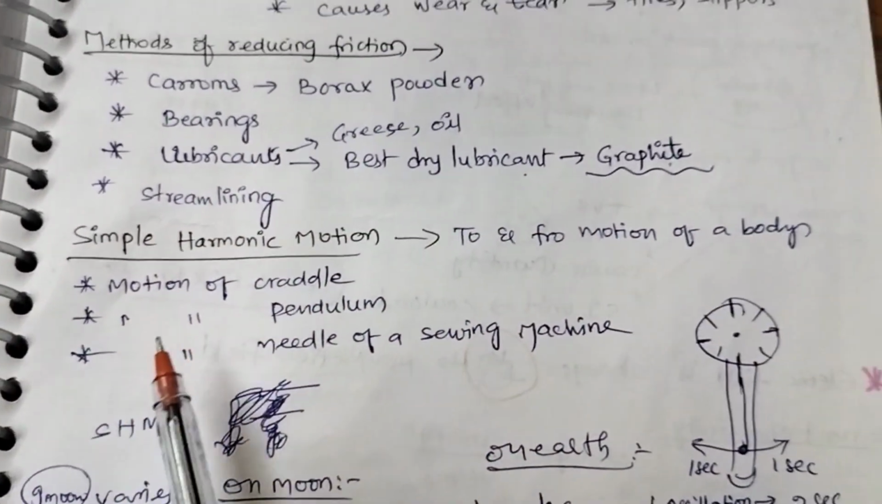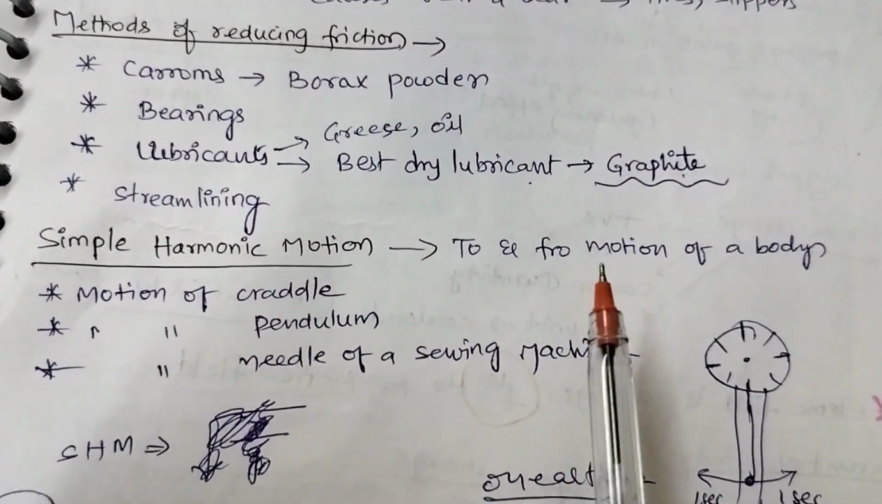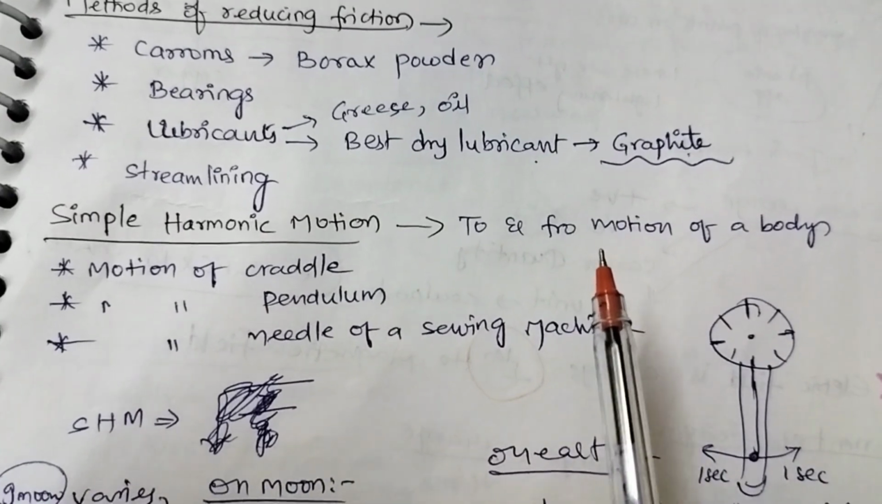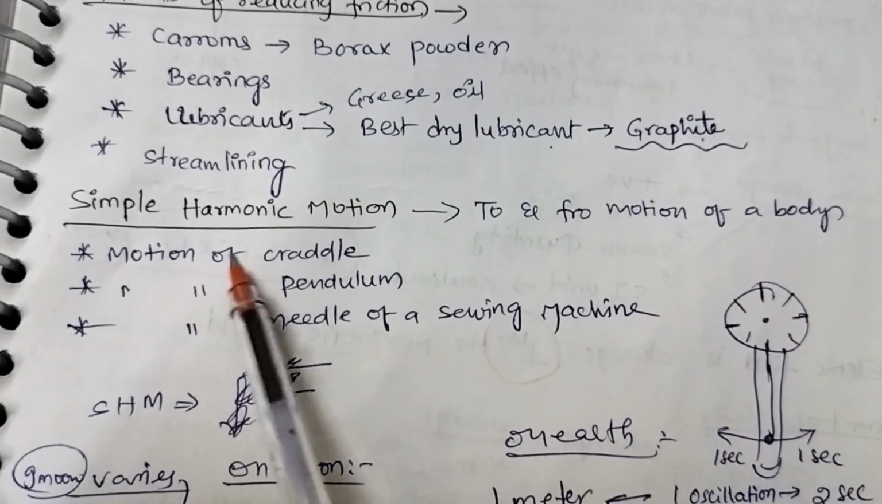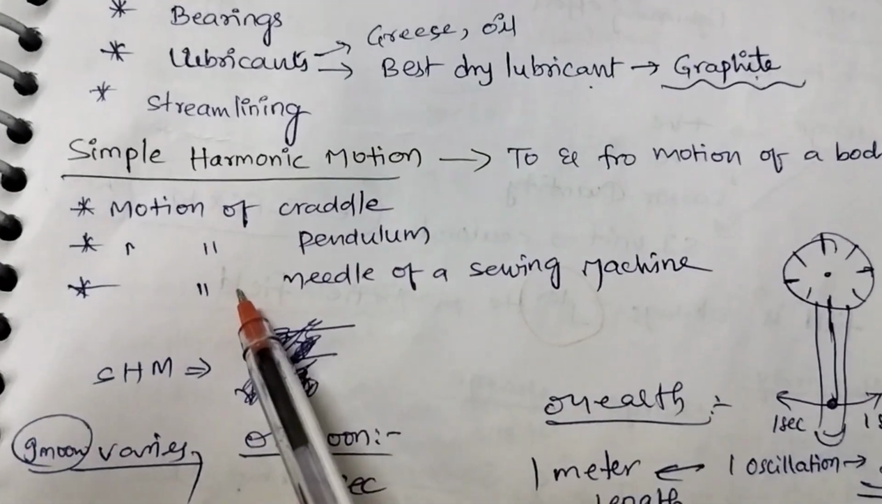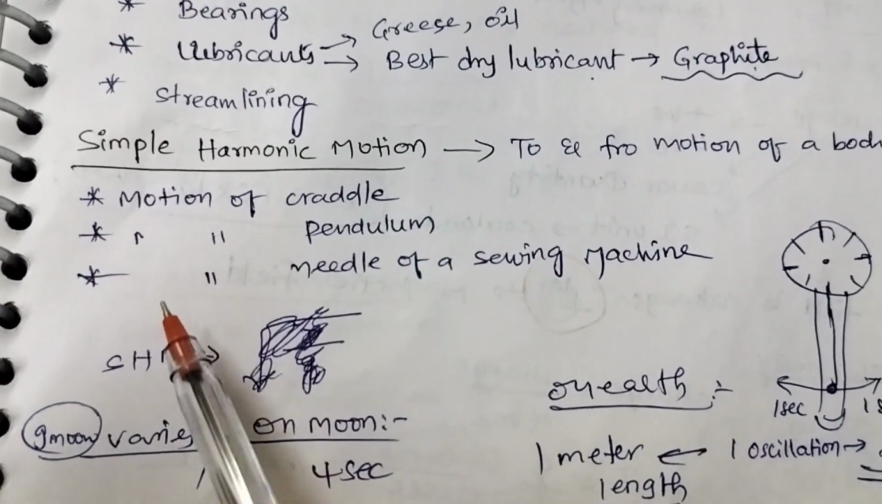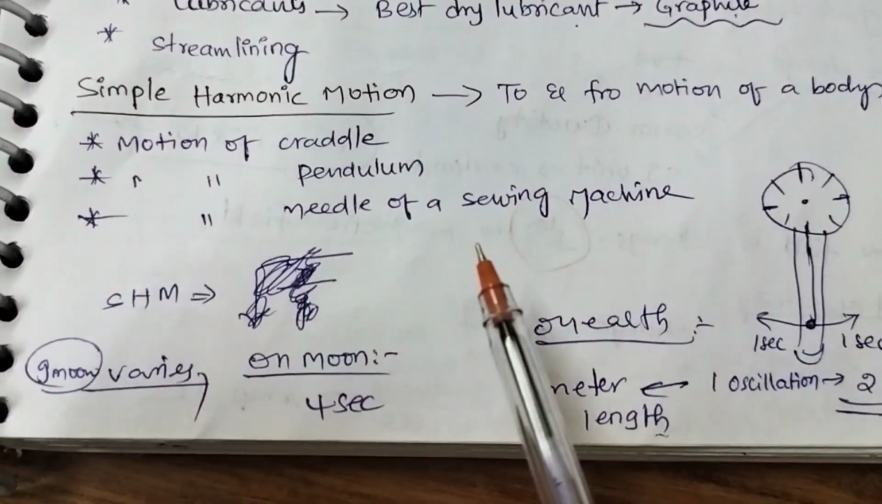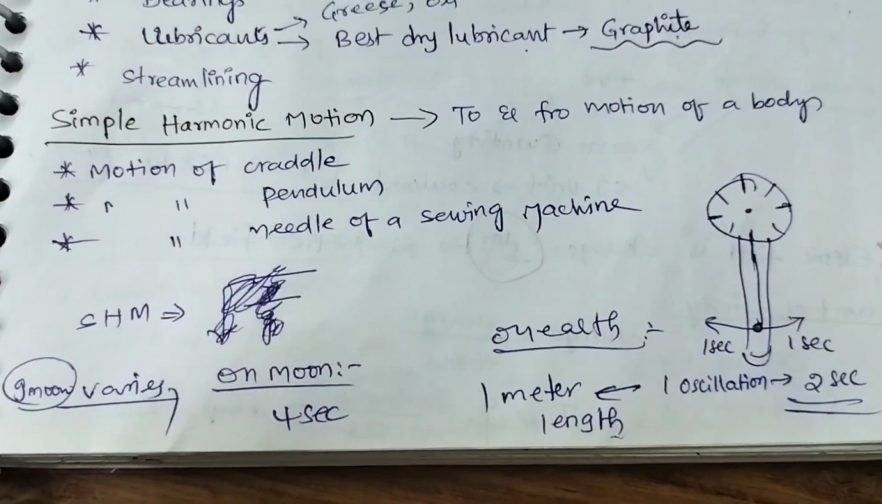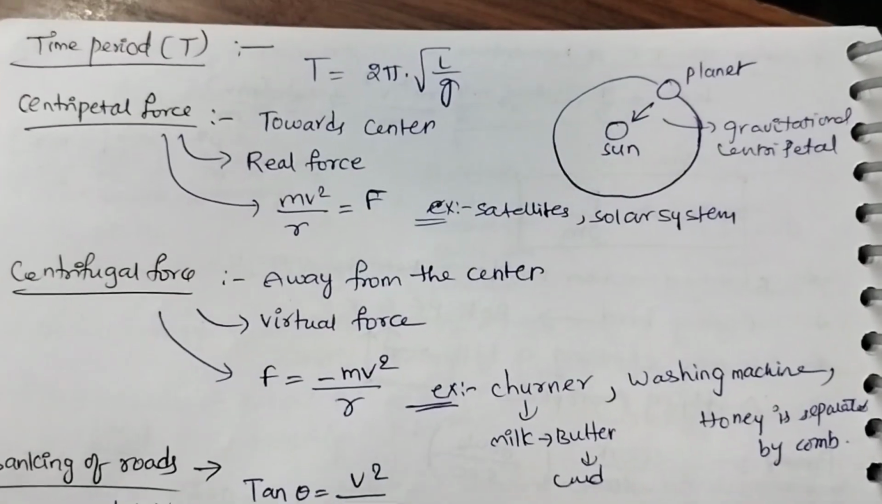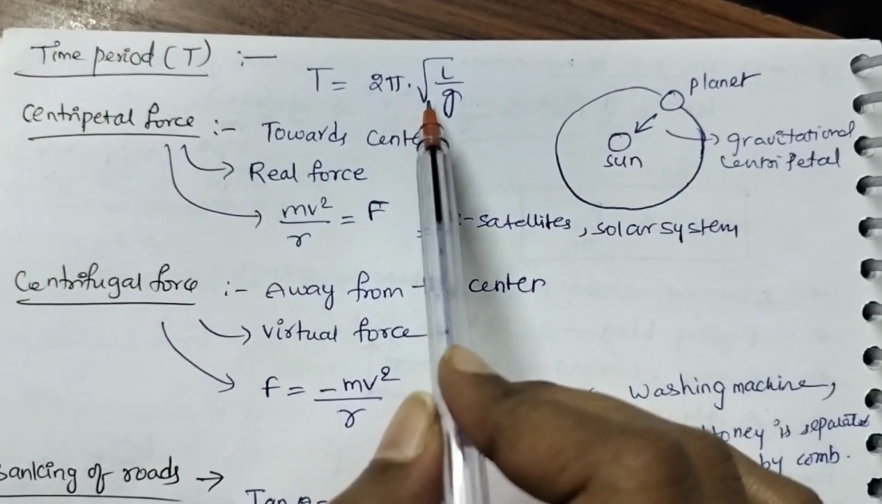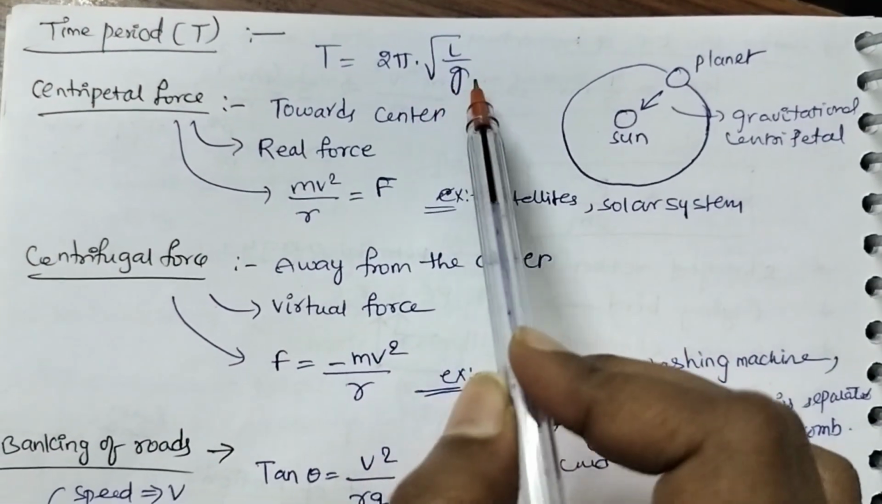Streamlining. What is simple harmonic motion? To and fro motion of the body is simple harmonic motion. There are examples: motion of cradle, motion of pendulum, motion of needle of a sewing machine. Okay. This is the formula for time period. T is equal to 2 pi root L by g.